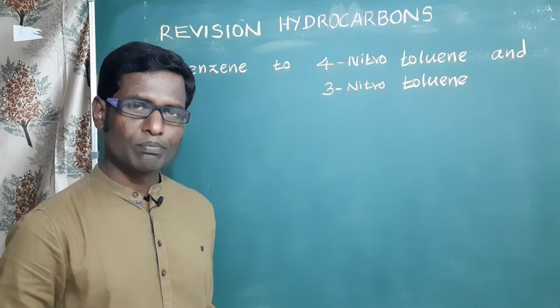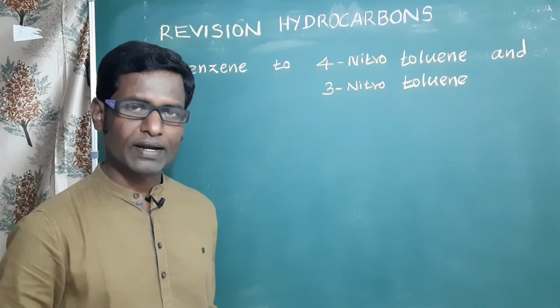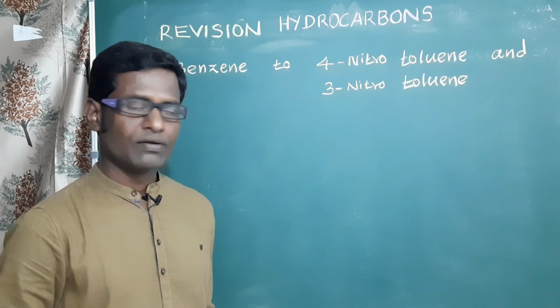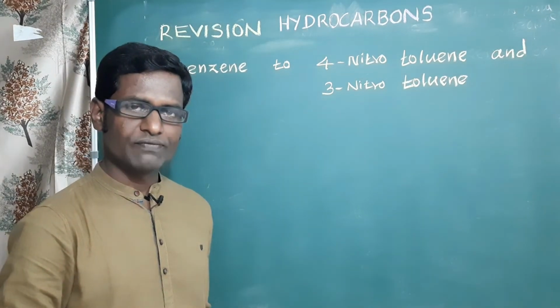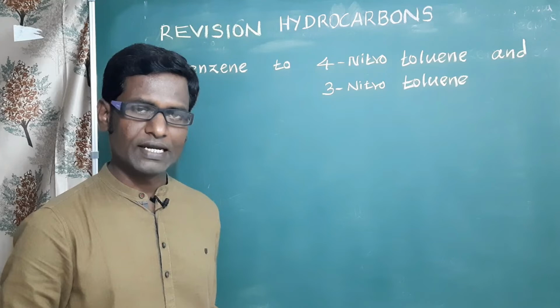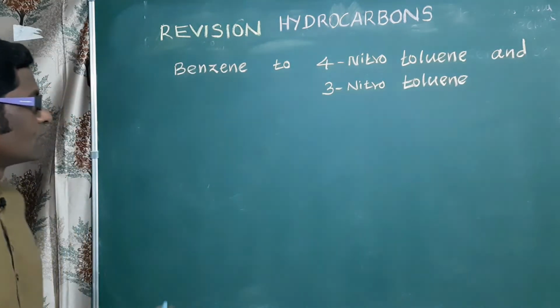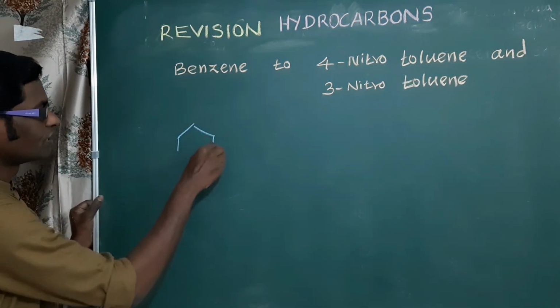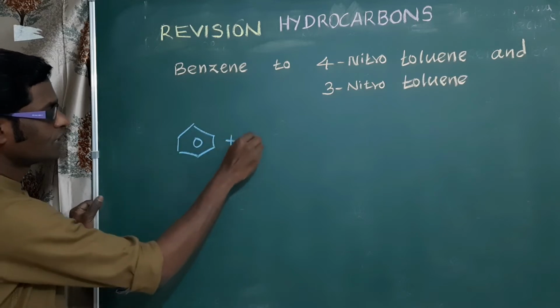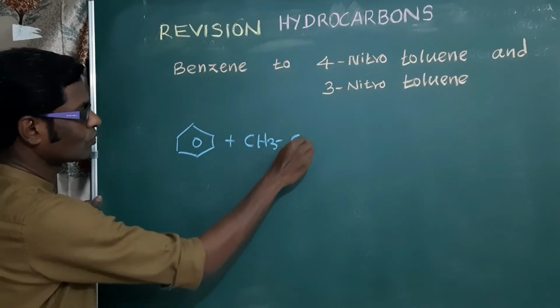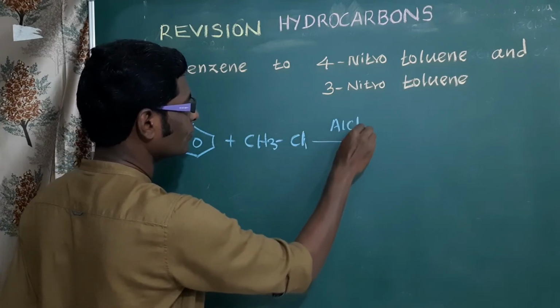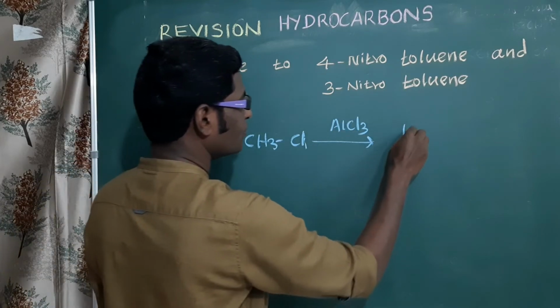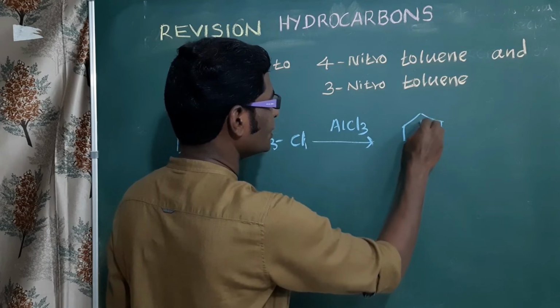We all know methyl group will be ortho-para directing group. When benzene is converted into 4-nitrotoluene, first we should do Friedel-Crafts alkylation, methylation. Benzene should be converted into toluene. Benzene treated with chloromethane in presence of anhydrous aluminum chloride. Benzene converted into toluene.